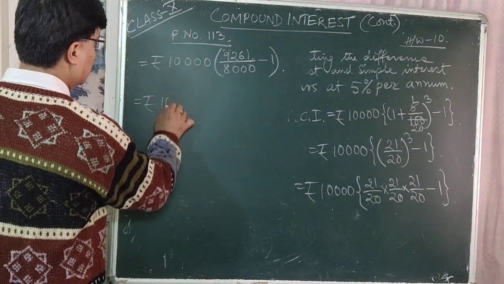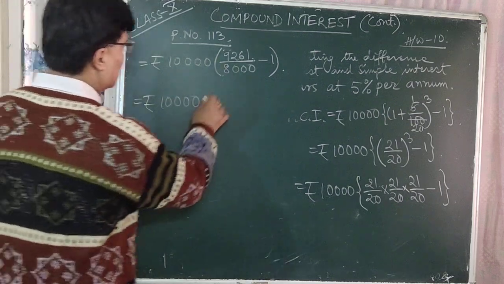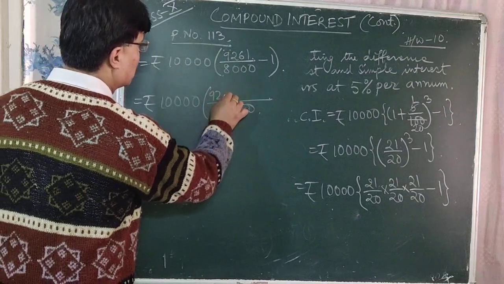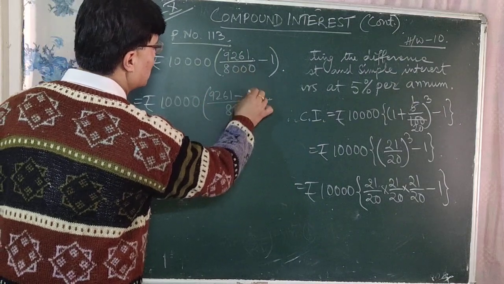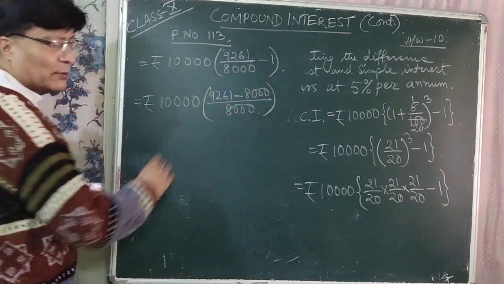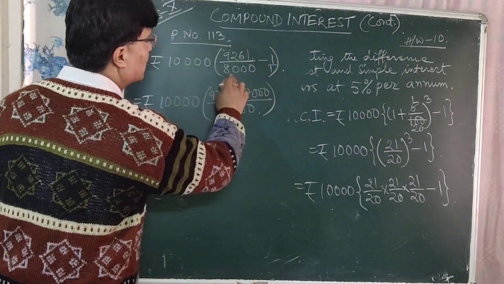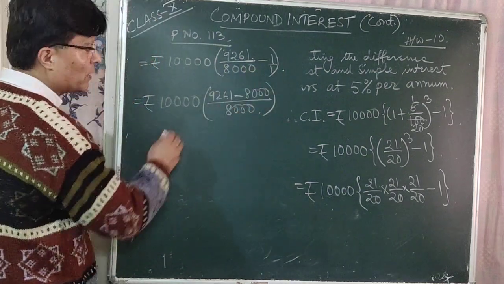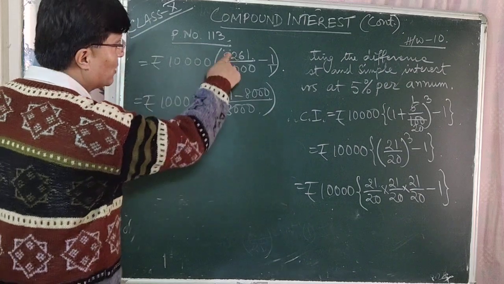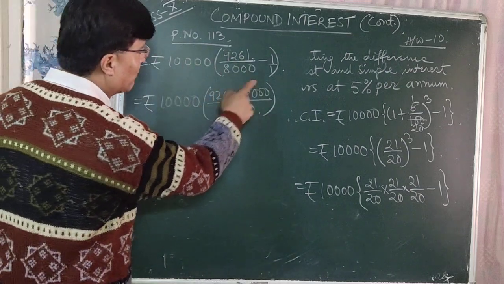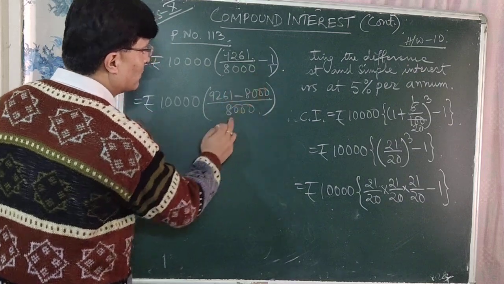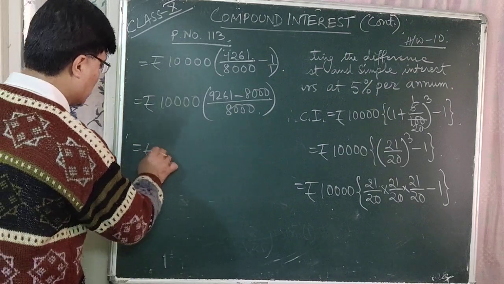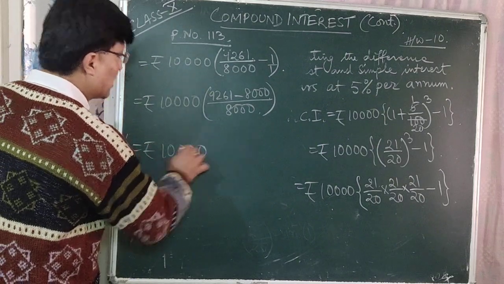So let us simplify it now. Is equal to rupees 10,000. So here what's the LCM? 8,000. So numerator is 9261 minus 8,000 into 1. That is LCM is taken. So below 1 there is 1, so denominator is 8,000. 8,000 divided by 8,000 is 1. 1 is multiplied by 9261, that is 9261 minus. Now 8,000 divided by 1 is 8,000, so 8,000 into 1 is 8,000. Right? Is equal to rupees, now it is 10,000.